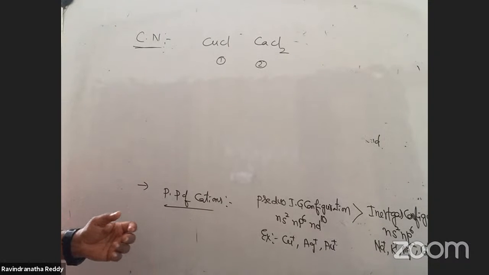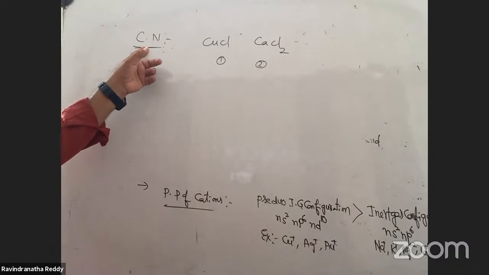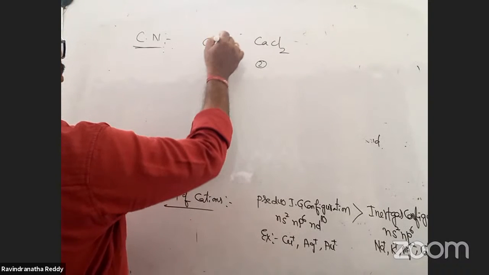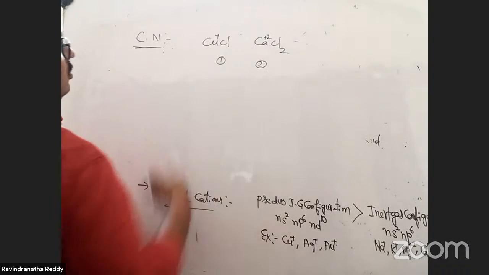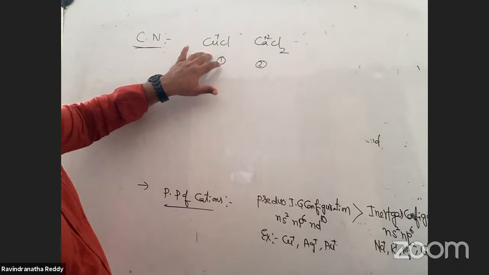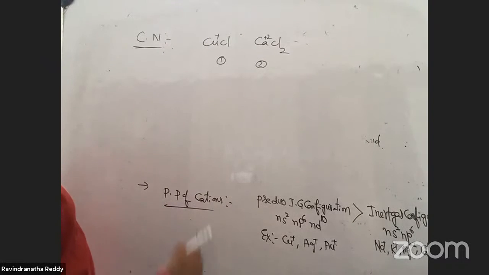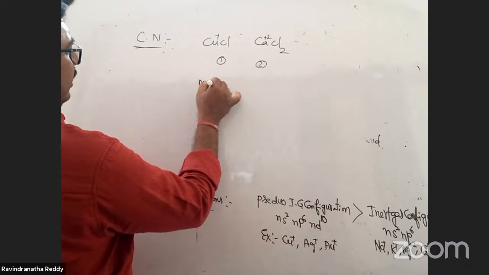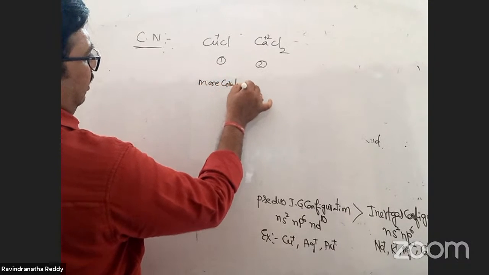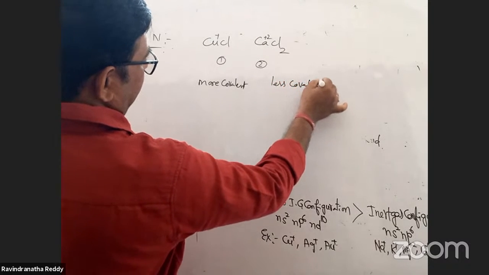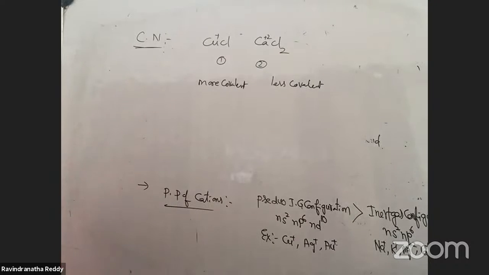Polarizing power is more where the pseudo inert gas configuration is there. Covalent nature is related to the pseudo inert gas configuration. The pseudo inert gas configuration is in Cu+, while this is Ca+2. Cu is a d-block metal ion, the 1B group: copper, silver, gold. These elements can form covalent compounds. This one is more covalent, and this one is less covalent, or ionic.